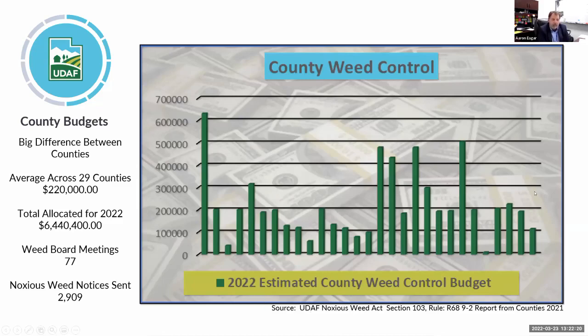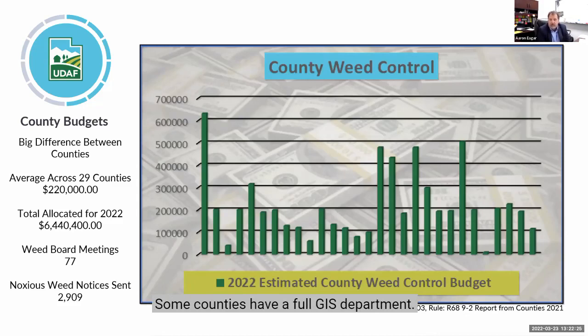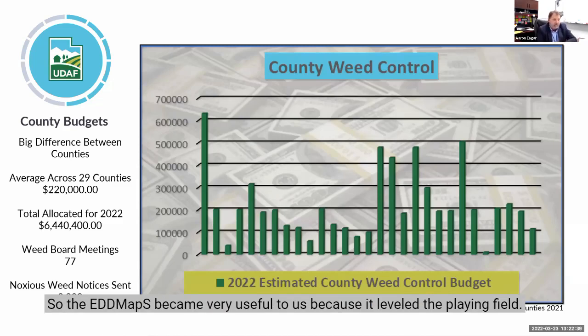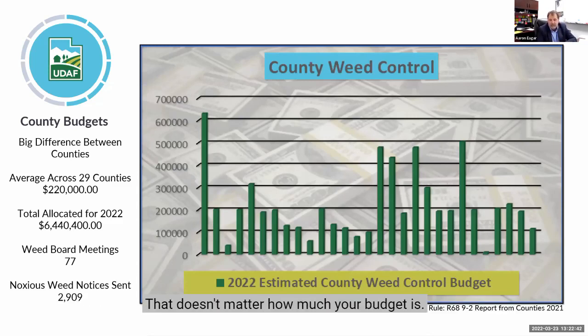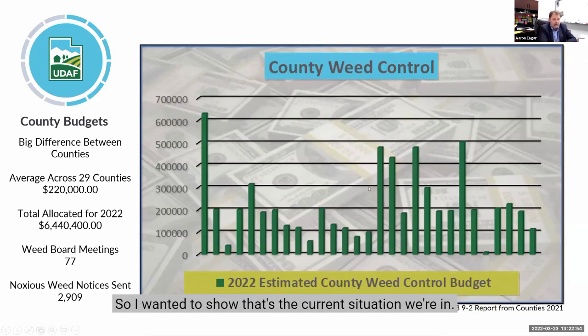And so when we were looking at the EDDMapS platform as being able to use this, some counties have a full GIS department. They have a lot of resources to be able to collect data and then use that data and report it back to the state. But then we have some counties that only have part-time people. So EDDMapS became very useful to us because it leveled the playing field. It doesn't matter how much your budget is. Anyone can go out and take data and report that data, and then also report different attributes of what's happened to that data. So that's the current situation we're in, and EDDMapS has been very good to level that playing field across the state.